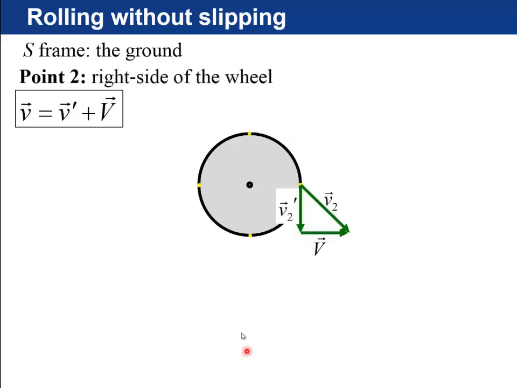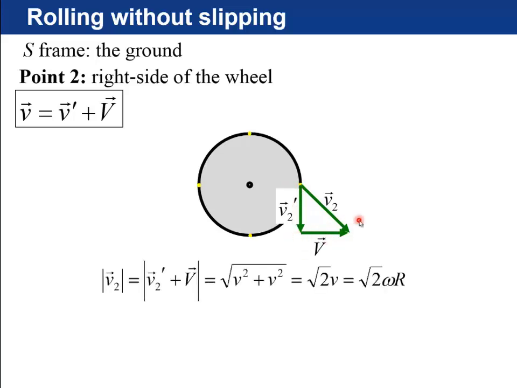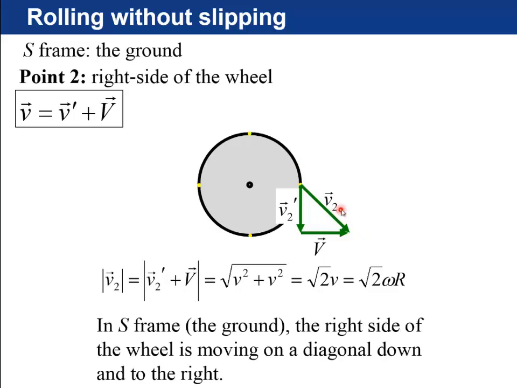In the S frame, the top point of the wheel moves at a speed 2v, where v is the speed of the axle. If you look at point 2 on the right side of the wheel, you're now adding two vectors that are perpendicular. The rotational part, which is going down, and then the axle part, which is going to the right, and you get square root 2 times v as being the length of this vector. So in the ground frame, the point on the wheel just on the front there is moving diagonal down and to the right.